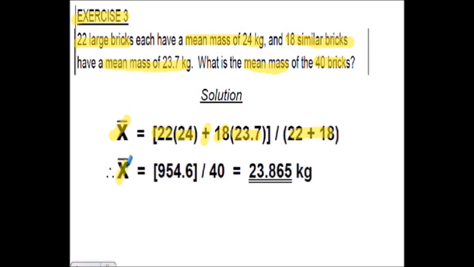So doing numbers on this, the x bar in this case is 954.6 divided by the total number of bricks, which was 40. Gives us an average value of 23.865 kilograms.